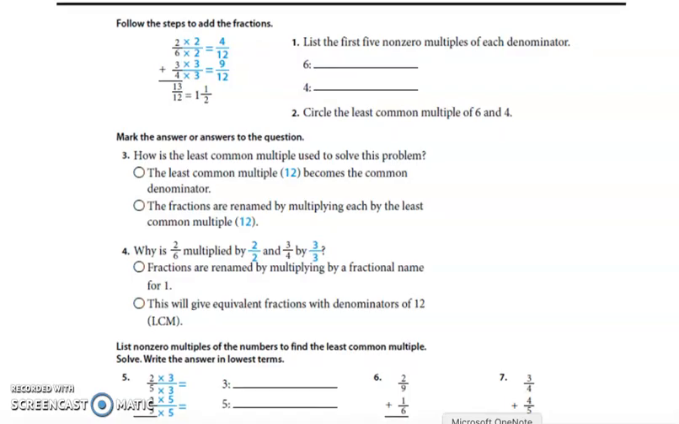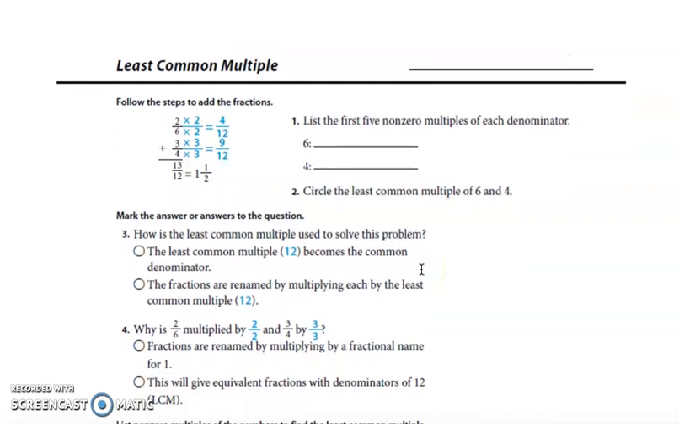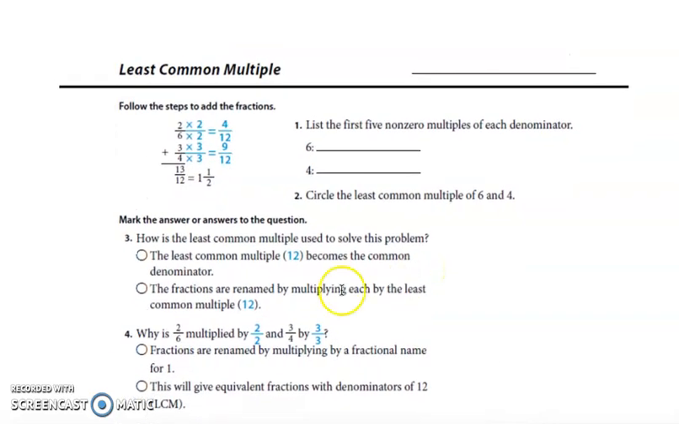So let's move on. So this is our homework for today. And let's look at number 1. So here it's asking us to list the first 5 non-zero multiples of each denominator. So let's write them down.